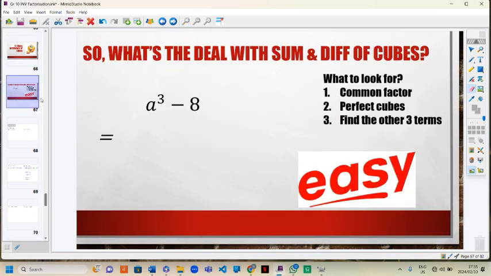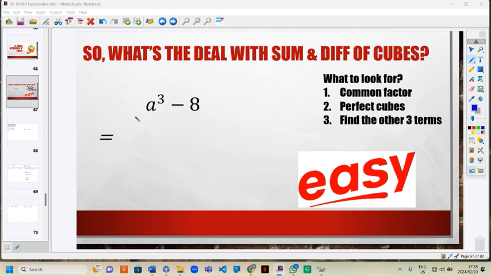Alright, so let's look at this slide. Okay, so what's the deal with sum and difference of cubes? First thing I always do, no matter what it is, I always look for what first? Always look for a common factor. Is there any common factor here? There's no common A's. There's nothing, there's not even a number here. So there's no common factor.